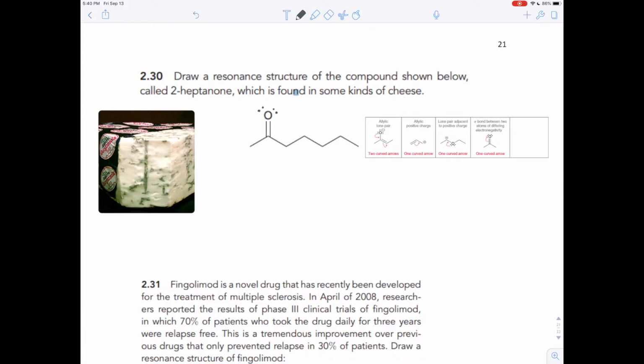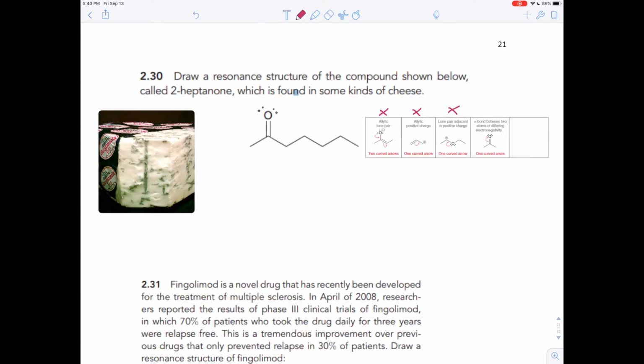All right, so now we can go through these. First, do we have an allylic lone pair? We have a lone pair, but the lone pair is on an atom in a double bond, not one atom away from an atom in a double bond. So it's not allylic. Do we have an allylic positive charge? No positive charge anywhere in sight on this molecule. Do we have a lone pair adjacent to a positive charge? We have a lone pair, but it's not next to a positive charge, so we don't have that pattern.